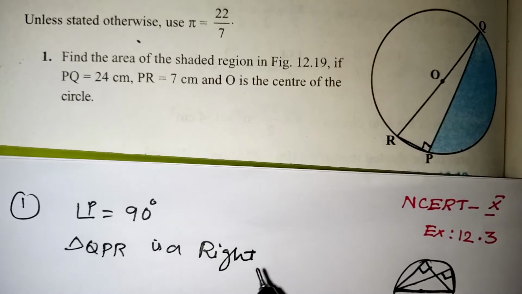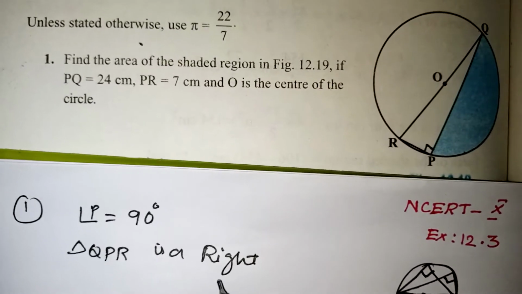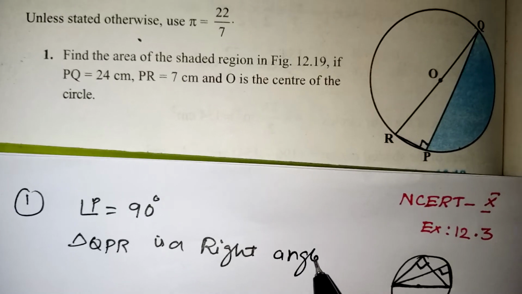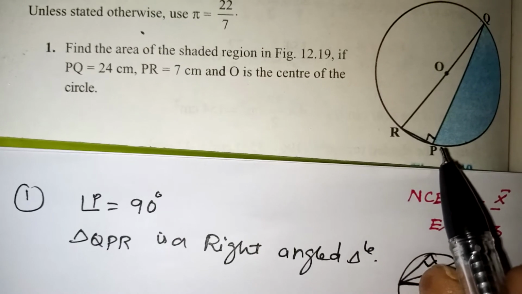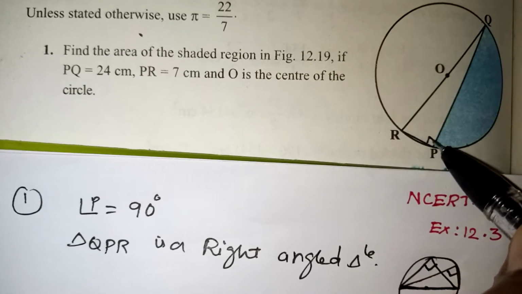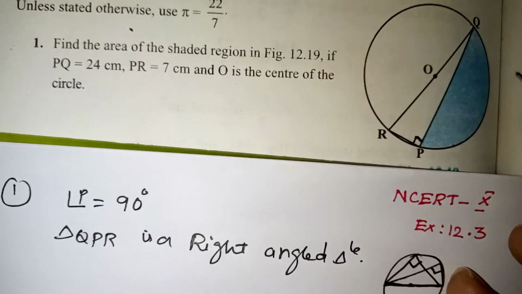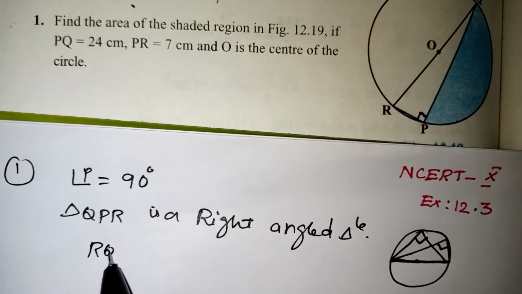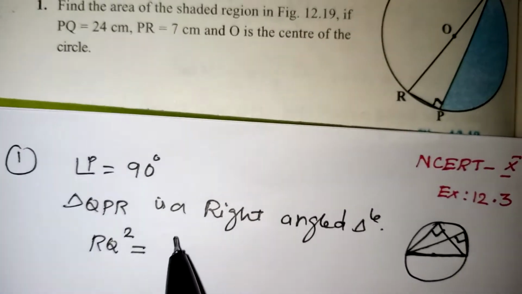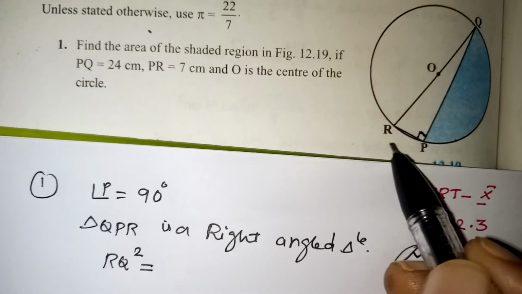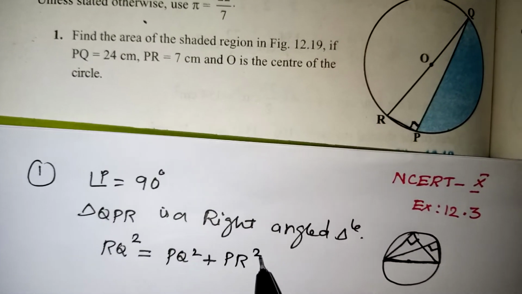Why I am stressing right angle triangle is that we need to find the sides by using the Pythagorean theorem. QPR is a right angled triangle, and in this one we should find the hypotenuse side, which is the side opposite to the 90 degree. So this is my 90 degree, and this is my opposite side. So RQ is my hypotenuse side. I can write RQ squared, hypotenuse squared, is equal to side squared plus side squared. One of the sides is PQ, the other side is RP. So PQ squared plus PR squared, anything we can write.